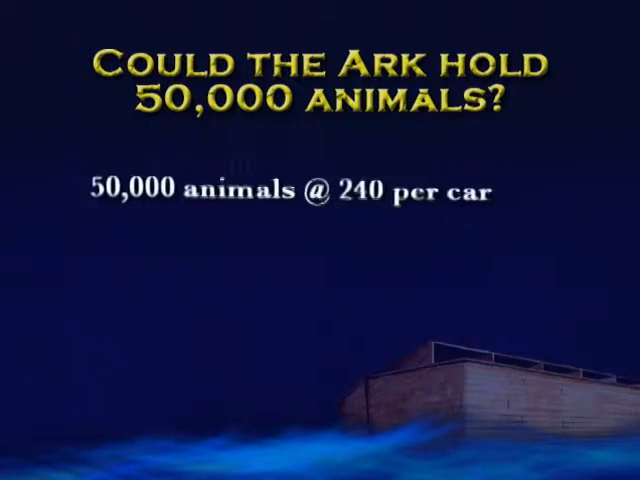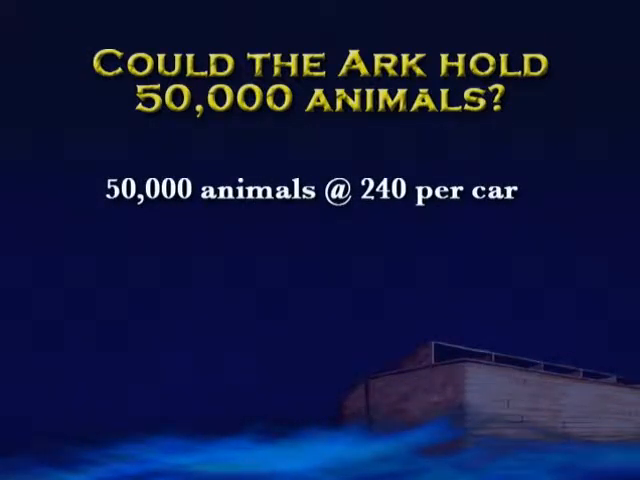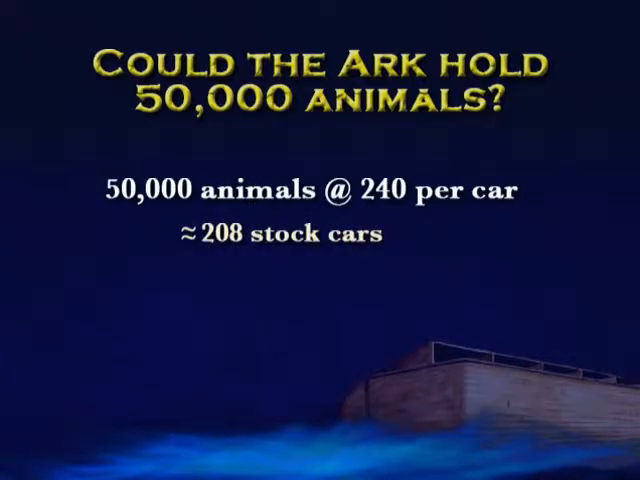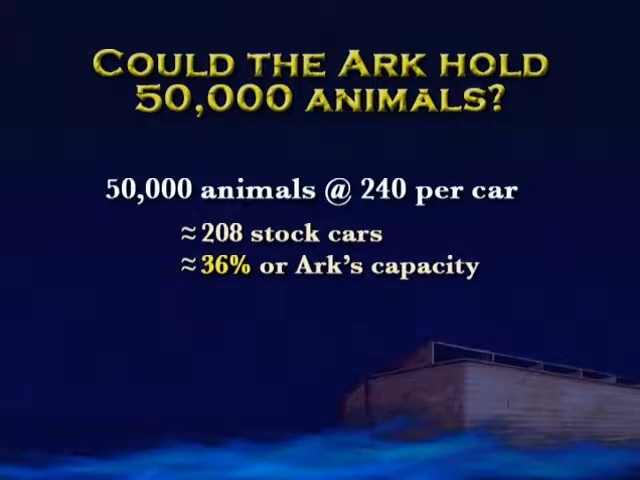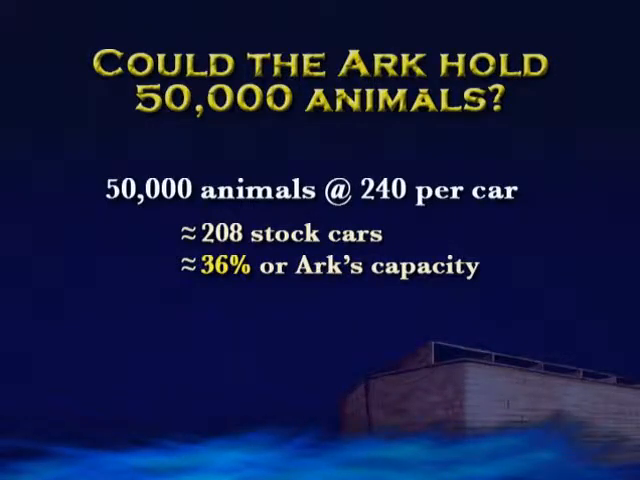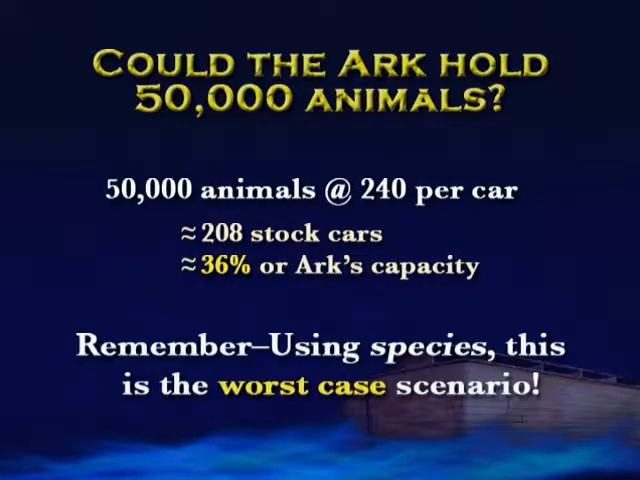Okay, well, we have 50,000 animals at 240 per stock car. That comes out to 208 stock cars, which is only 36% of the ark's capacity, leaving plenty of room for the plant matter that was also taken on the ark at God's command as food for Noah and his family. So there was plenty of room in the ark. And remember now, we're working with species. This is the worst case scenario.